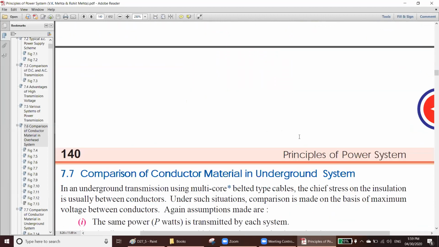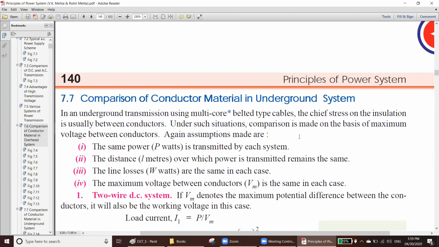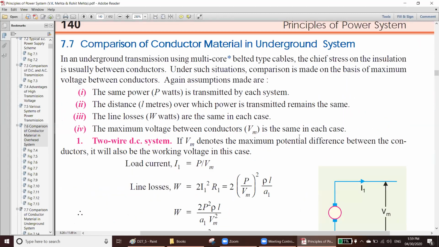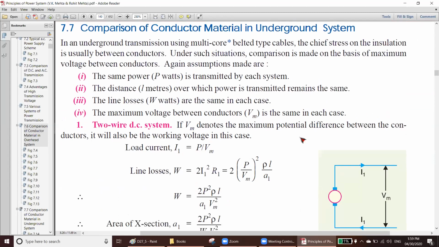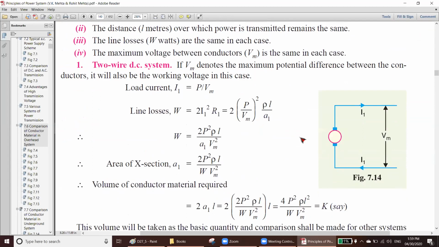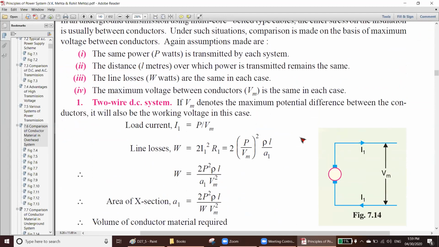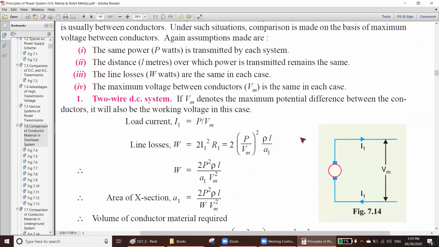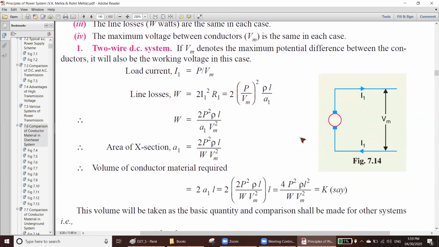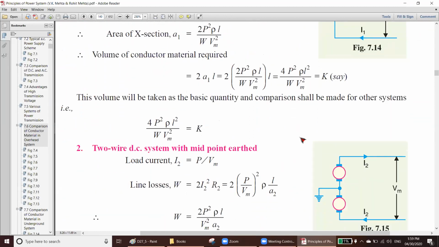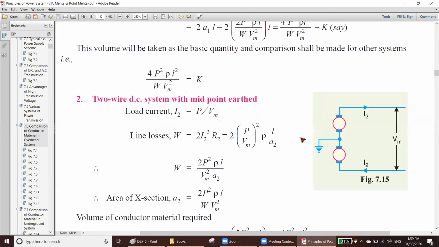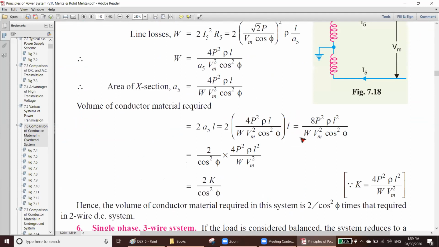You can read it by yourself. Now there is another comparison of the conductor material in underground system. Everything we have learned earlier is actually the same, because the overhead line and the underground line are actually the same. One is over our head, another one is under our leg. That's why we will not talk about that.